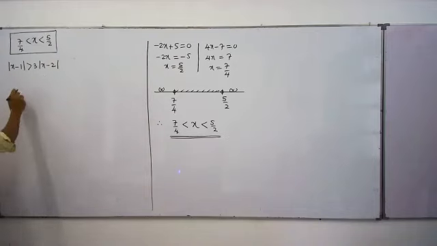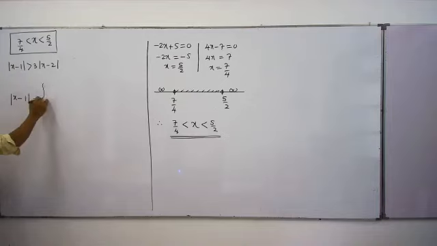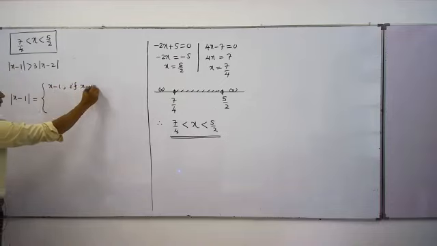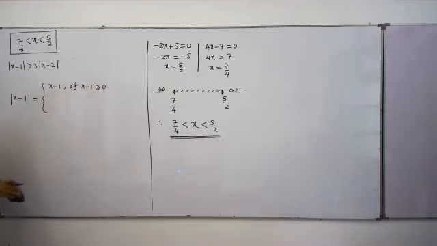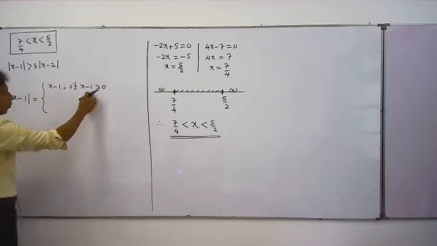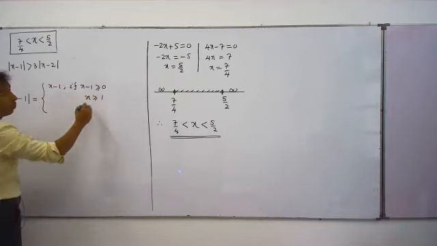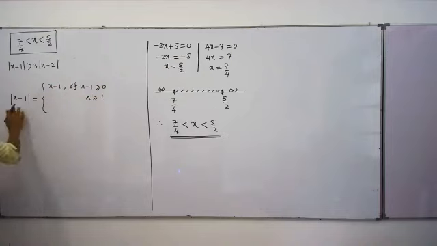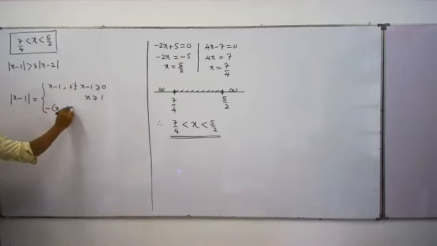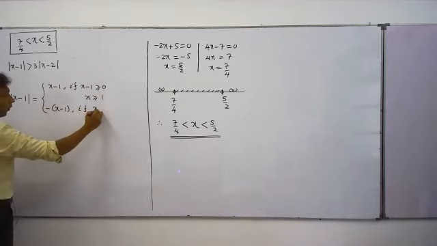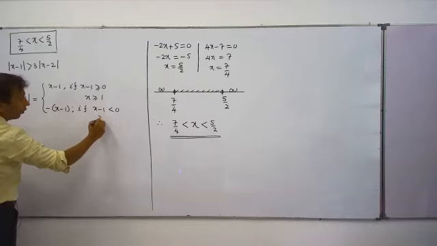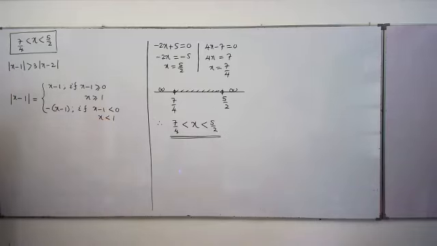We'll define first, people, mod x minus 1. You know how to define this mod x minus 1. It is the same x minus 1 if x minus 1 greater than or equal to 0. Take this to the right hand side, x greater than or equal to 1. The mod of x minus 1 will be equal to minus times x minus 1 if x minus 1 less than 0. Take this to the right hand side, x less than 1.